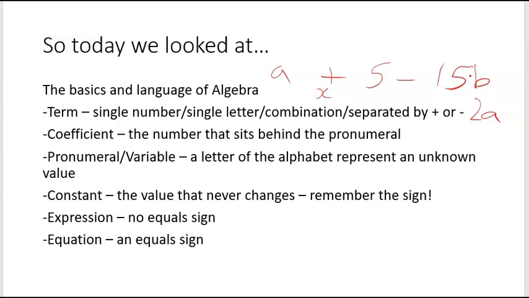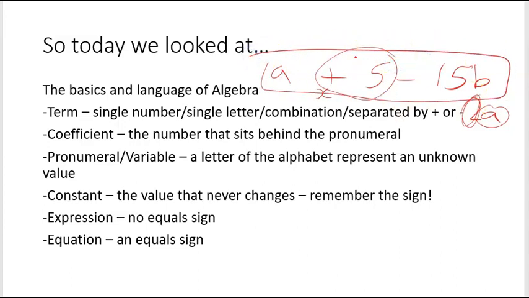We learnt that a coefficient is the number that sits behind the pronumeral. So there's the pronumeral, the coefficient of that one is 2. And that a pronumeral and a variable are one and the same thing, which is a letter of the alphabet that's used to represent an unknown value. The constant is the value that never changes. So if we use this one here, the constant there is positive 5, which is written as 5 on its own. An expression is a collection of terms separated by addition and subtraction signs. There's no equal sign. So 5a plus 2b minus 9.